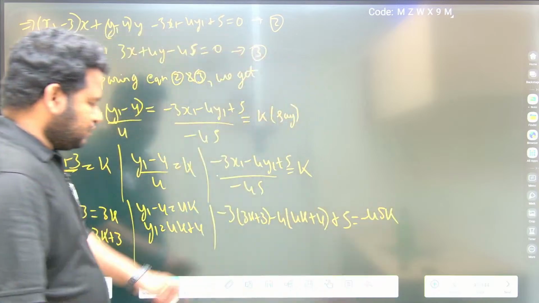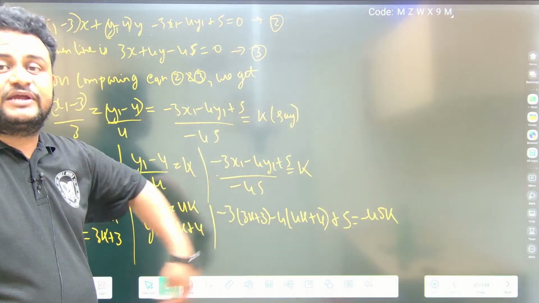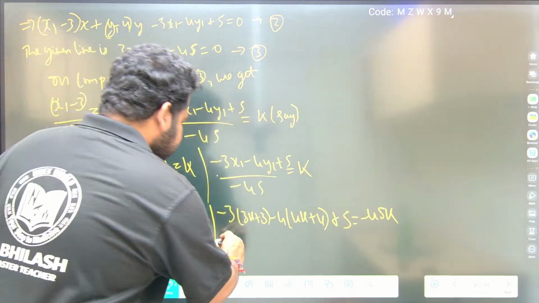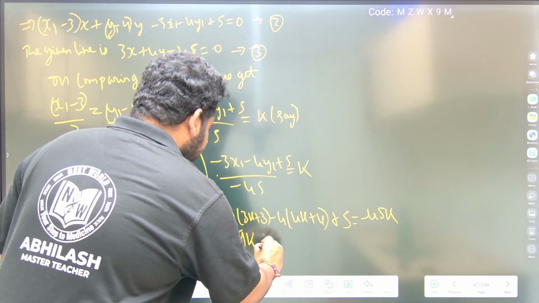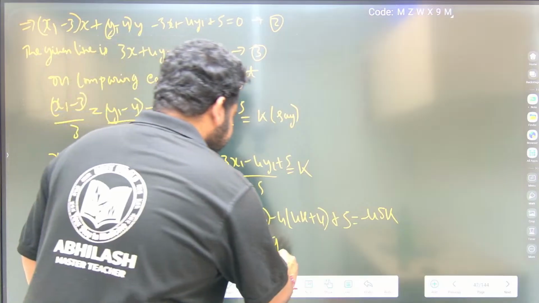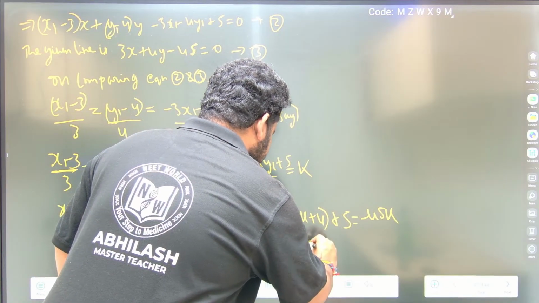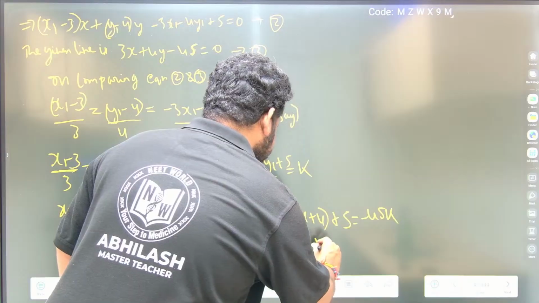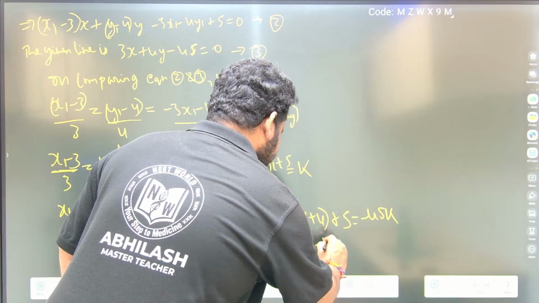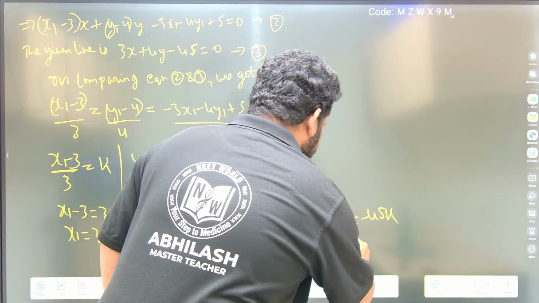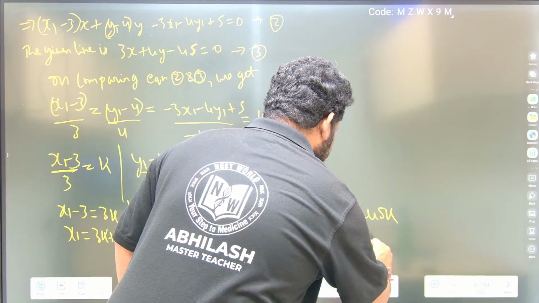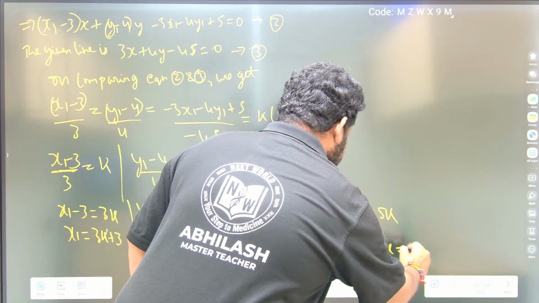Now we have to solve this to get the value of k. This will be minus 9k, minus 9, minus 16k, minus 16, plus 45k plus 5 is equal to 0.